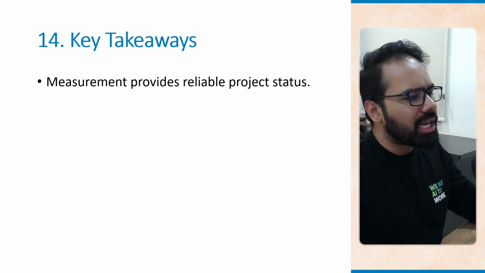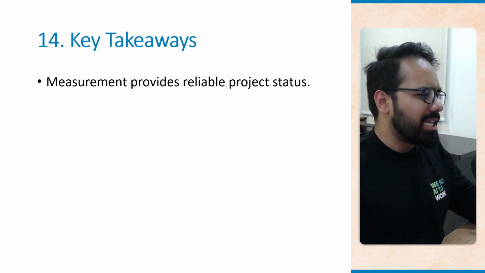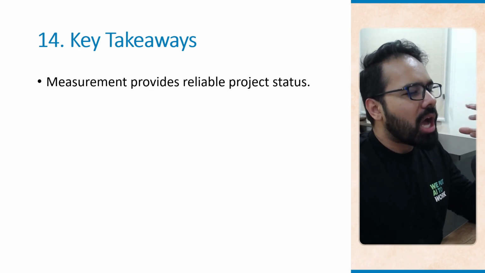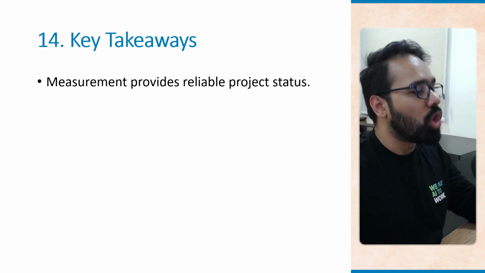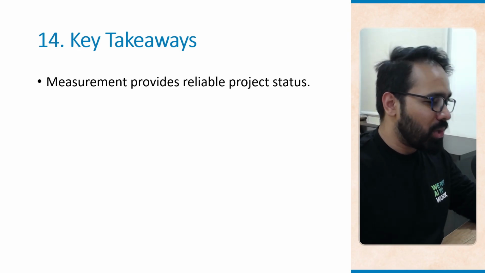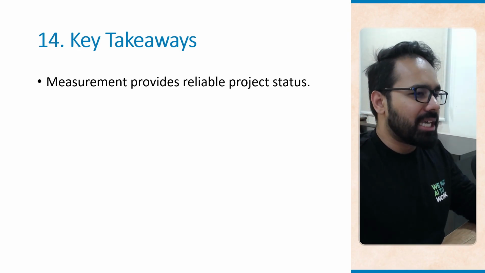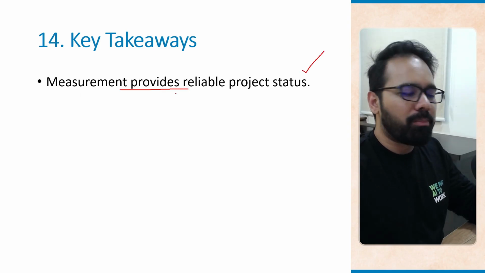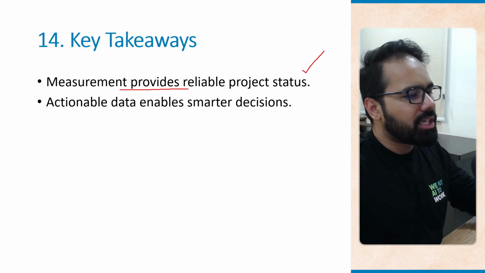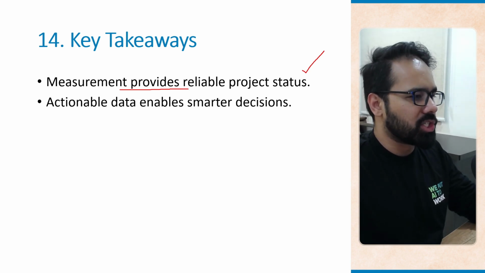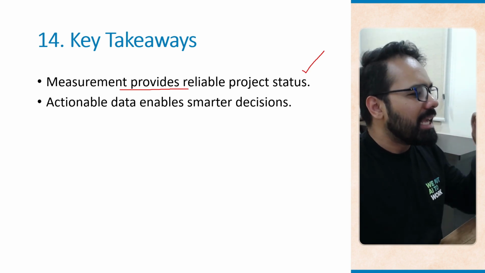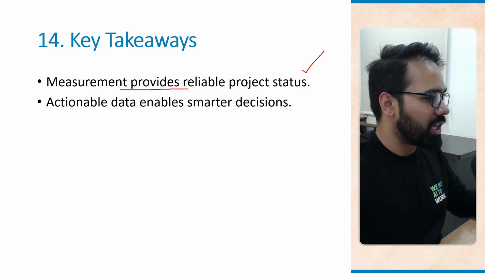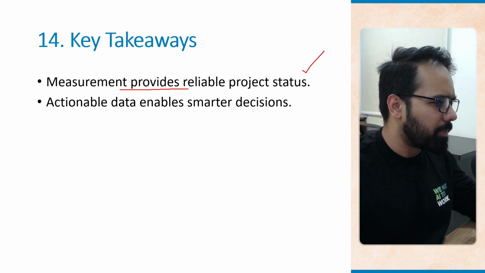Okay, let's talk about some key takeaways from this performance domain. Measurement provides reliable project status. For an e-commerce website development project, this means knowing at any point how close we are to the launch, whether budget is under control, and if quality is meeting expectations. So your measurement is going to provide reliable project status. Actionable data enables smarter decisions. Instead of guessing, the team relies on real numbers like defect counts, feature completion rates, or maybe even server uptime.